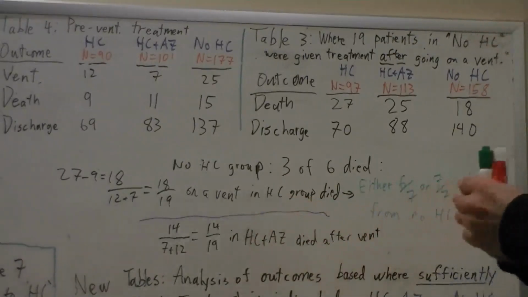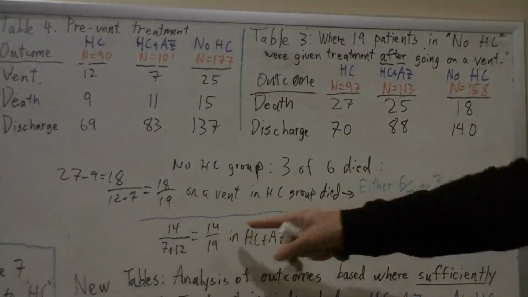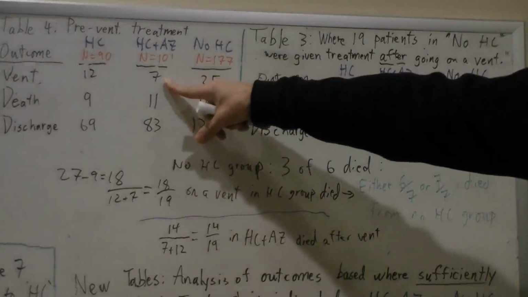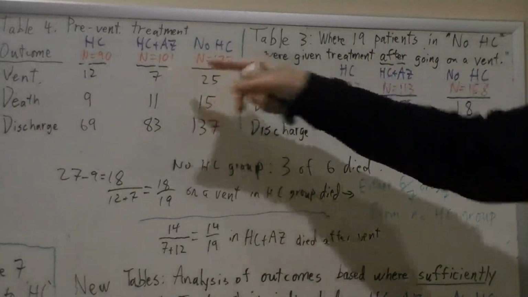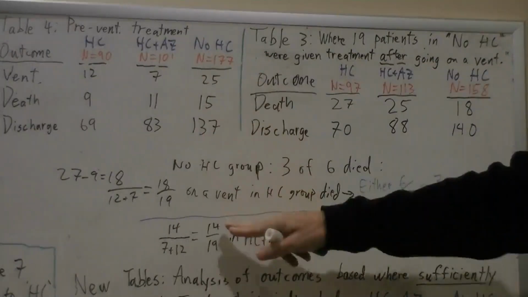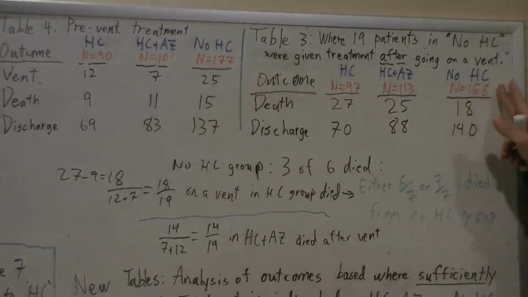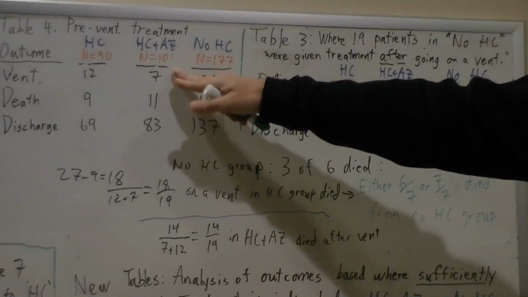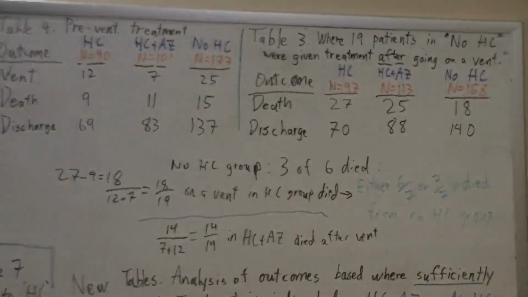What that means is a little bit harder to discern, in that we know we have 14 total, but that could have come from the 7 originally on the vent after being given this drug combination, and 7 would have then come from those transferred in, or that 14 could have been arrived at by the 12 coming in from the no HC group added to only 2 from the HC plus AZ group over here based on what was given pre-ventilation. So why could that be something that is important to consider?